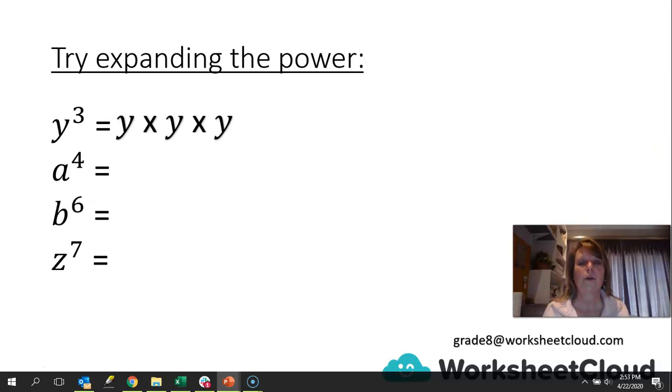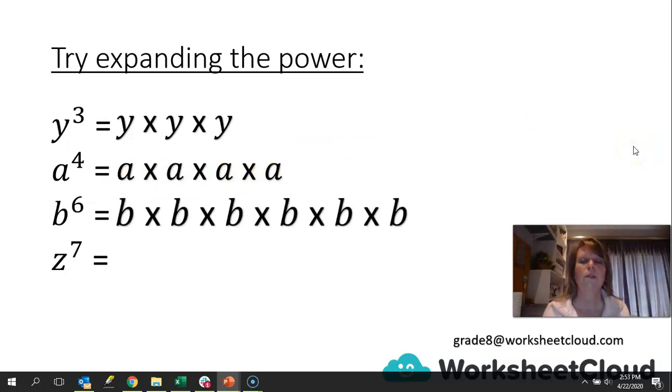Right, y to the power of 3. Remember the power or the exponent tells us how many times we multiply the base by itself, and here we've got y times y times y. It's 3 times. a to the power of 4 is a times a times a times a. There are 4 a's there, so it's a to the power of 4 expanded. The next one, we should have 6 b's because our exponent is 6, and it tells us how many times we must multiply our base together. 1, 2, 3, 4, 5, 6.